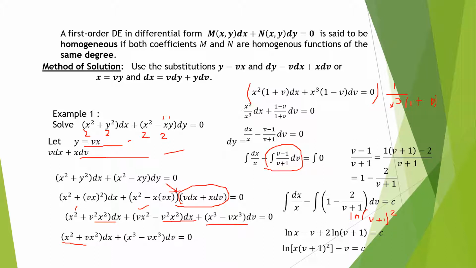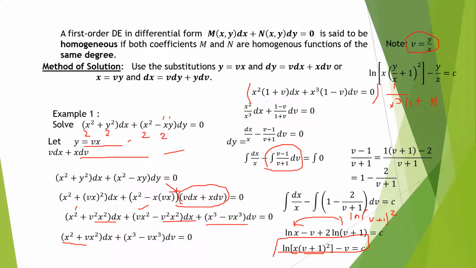Okay, so that gives you the product of natural logarithms, because this is a sum. Then simplify this: it becomes ln of x times (b plus 1) squared minus b. The only remaining thing to do is return the function. Now remember that b is y over x. Then return it here, in this equation.